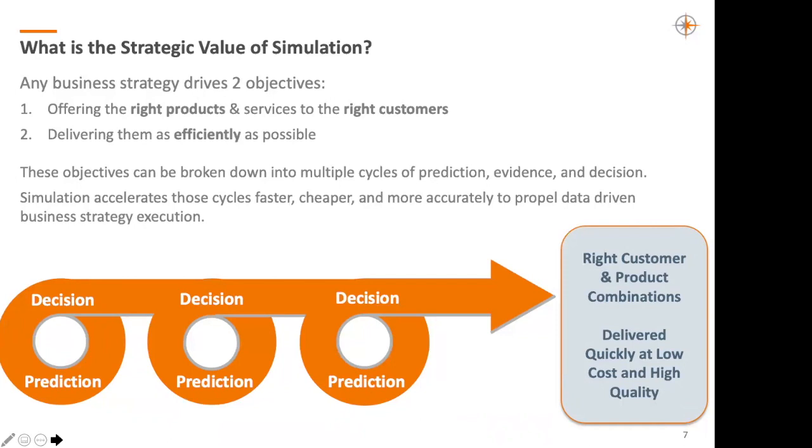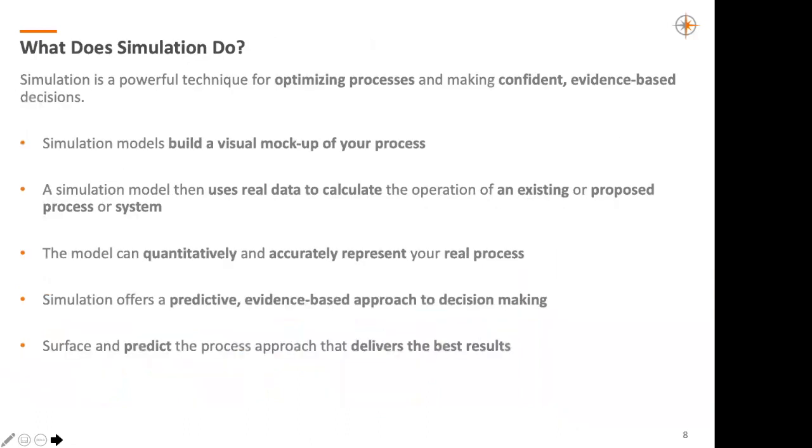What process simulation simply does is accelerate those, so that you can make those decisions around customers or products or efficient processes to deliver faster, cheaper, and more accurately than you could before. So essentially, that's how process simulation fits into strategy. So what is it and what does it do?